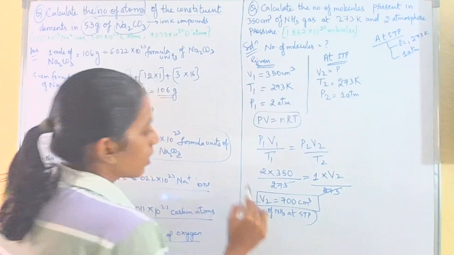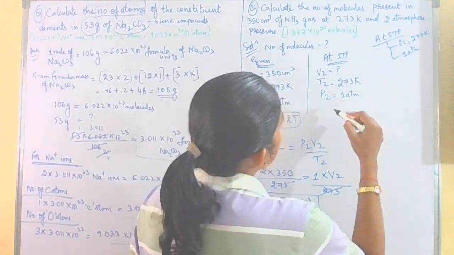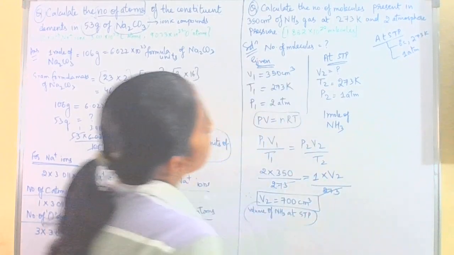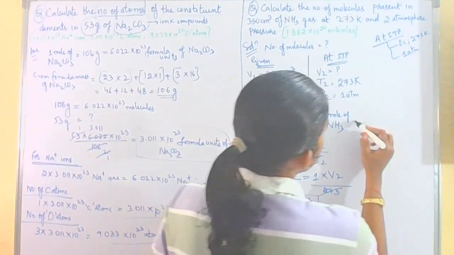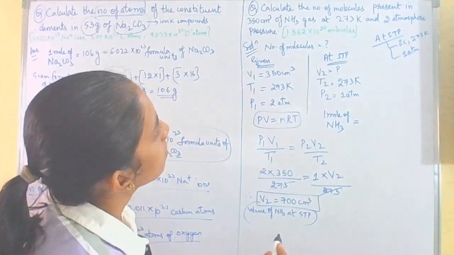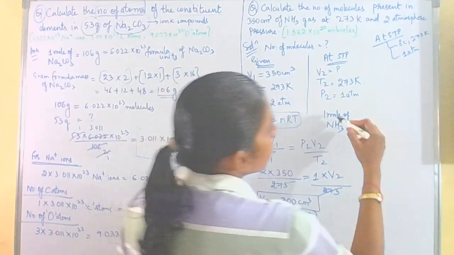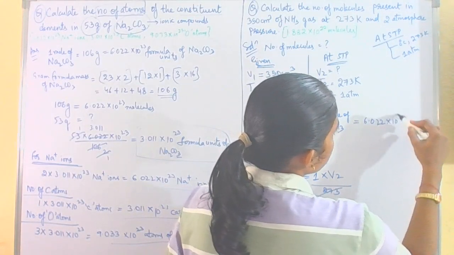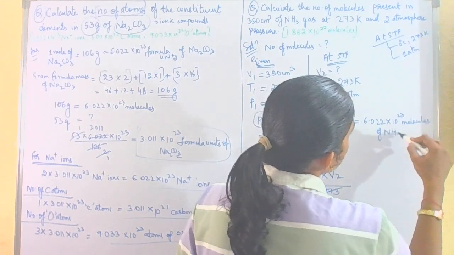Okay. Now you have to find out the number of molecules present. So in 1 mole of NH3, we have 6.022 into 10 to the power 23 molecules of NH3.